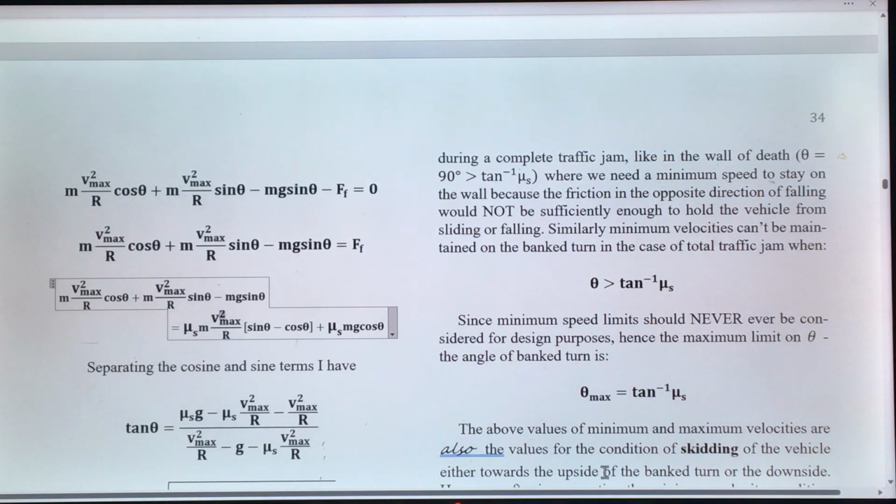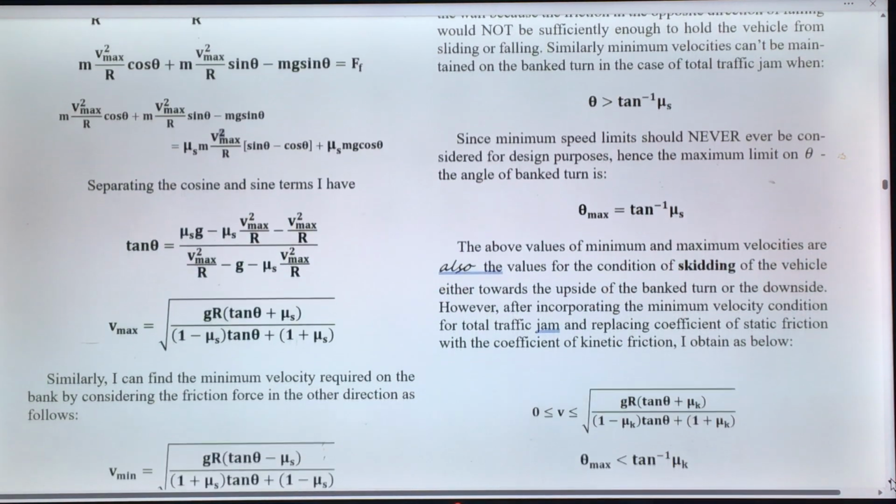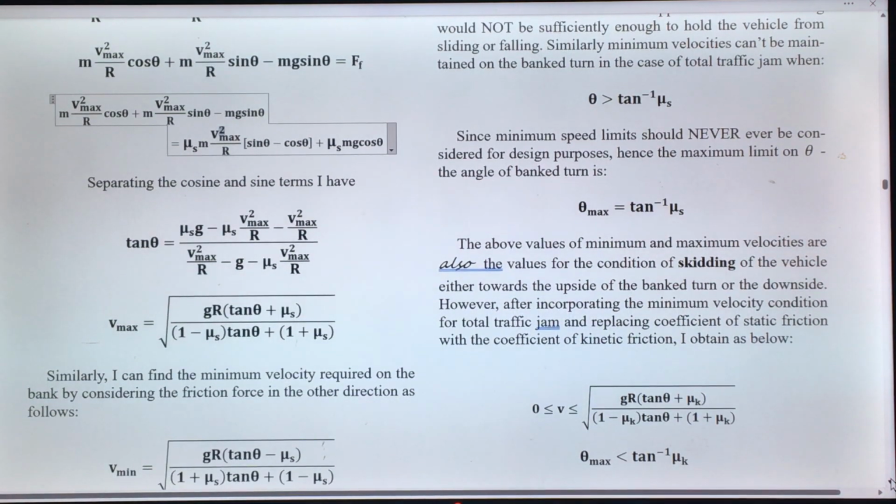So I have eventually tan theta is equal to, so this theta is for the max. Separating the cosine and sine terms, I have tan theta is equal to mu s g minus mu s v square max over r, minus v square max over r, divided by the rest. So V max is equal to the square root of g r times tan theta plus mu s over 1 minus mu s tan theta. So this is for the V max.